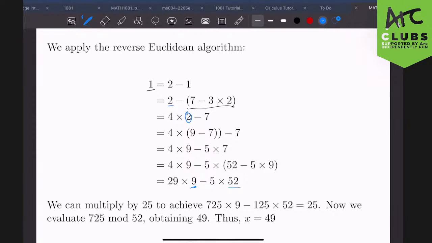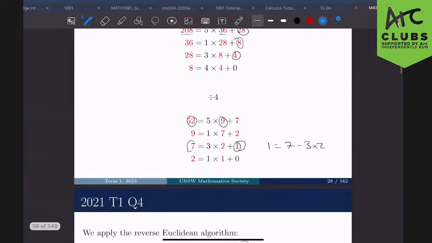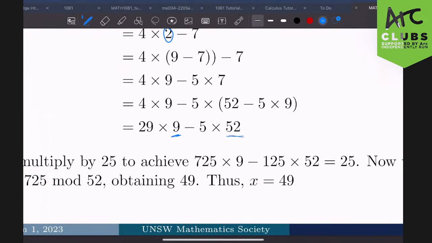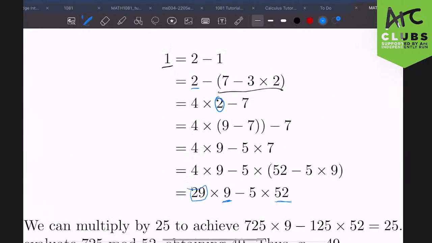Just pay attention to what is the number you want and what is just the coefficient. Like, we want 52 and 9. It's not 52 and 29, right? 29 is the coefficient.